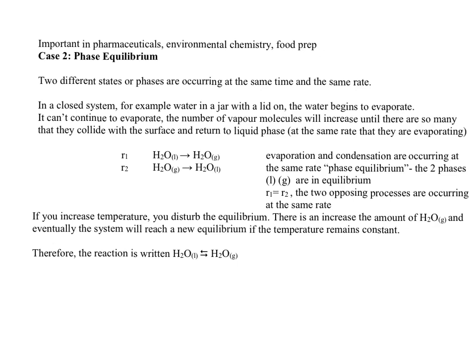We don't talk a lot about phase equilibrium, but it's really important. It's basically when two states or phases are occurring at the same time and at the same rate. You have to have a closed system. For example, water can be in a jar, but it has to have a lid on it, so no matter or energy can escape.